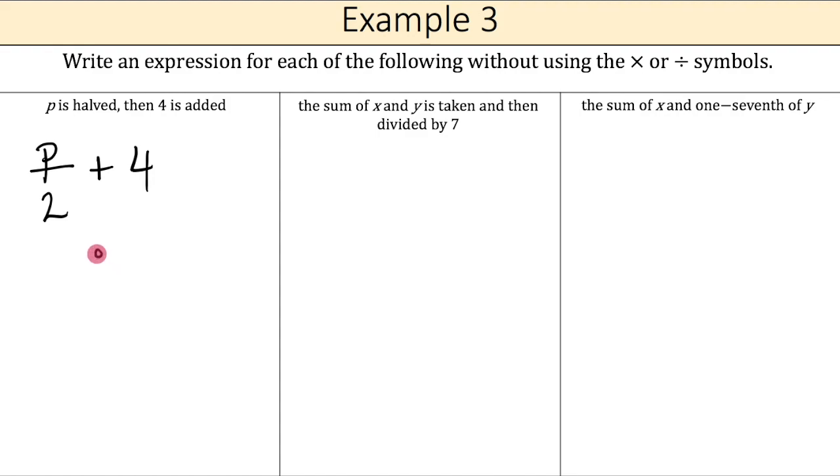Now remember, you could also write this as 1 over 2p, because that's halving p as well, timesing it by 1/2, and then we're going to add 4 to it. So there are 2 options for the first question.